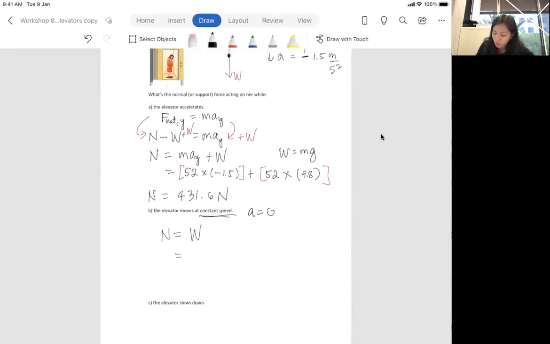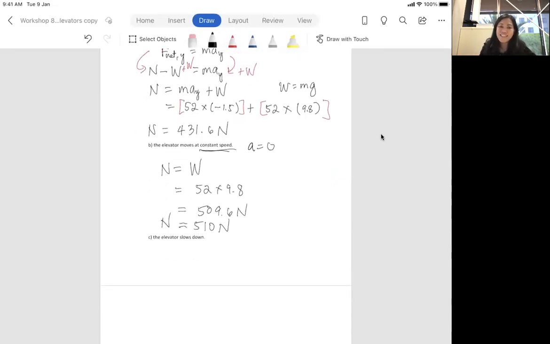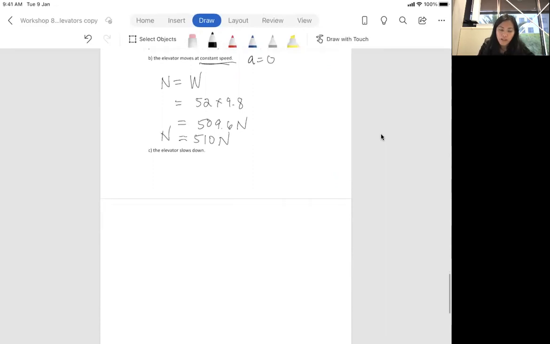And the weight force is the mass times the gravitational acceleration, which is 509.6 newtons, or about 510 newtons for the normal force, right? So if the acceleration is 0, it's a bit simpler than when there is acceleration present. And then the next question, the elevator slows down.